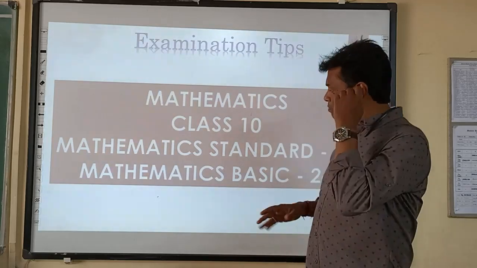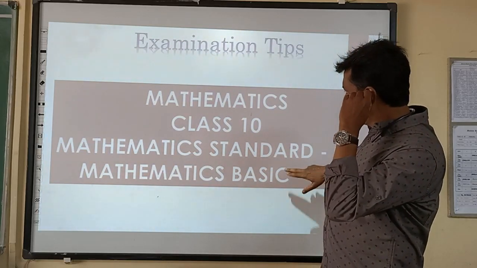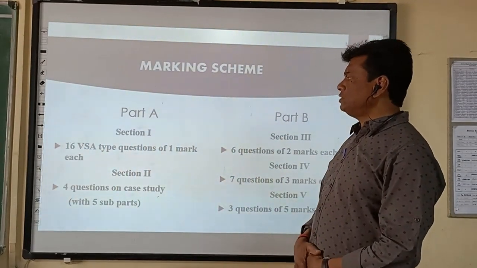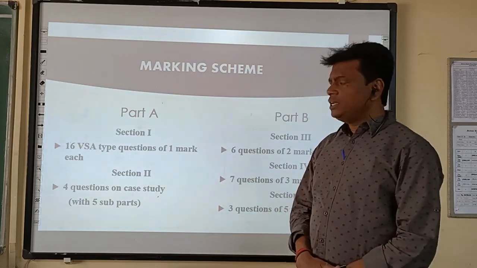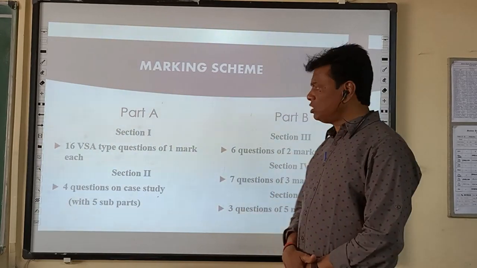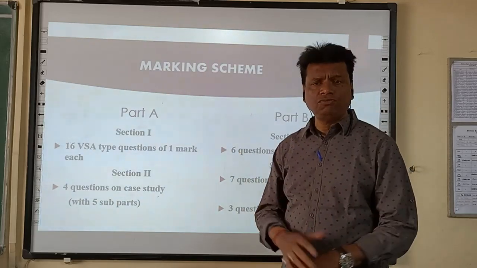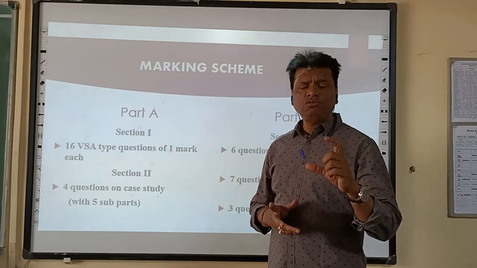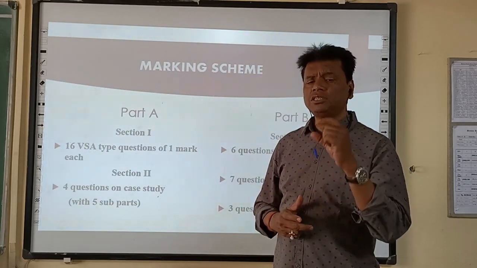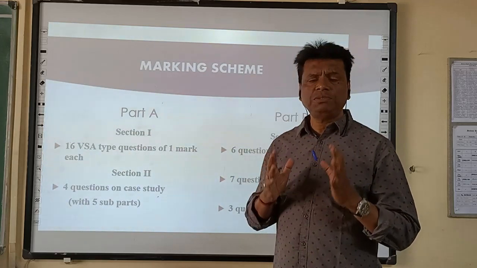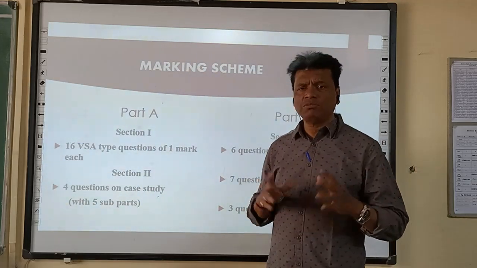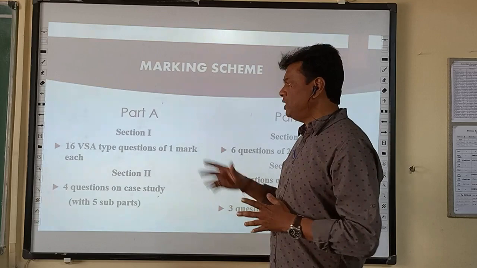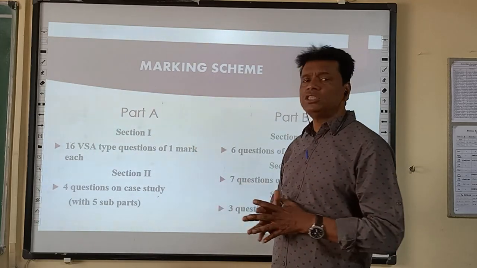So as you can see, next we have the marking scheme, right? See here, Part A, where you have Section 1. In Section 1, 16 very short type questions of 1 mark each will be there, right? These are questions where you are not going to write the direct answer, because certain steps you have to do also. So be careful to manage your time while solving these 16 very short type questions. This is not multiple choice, remember.